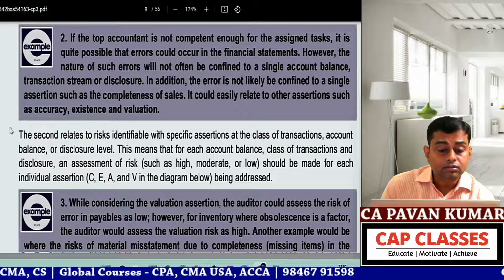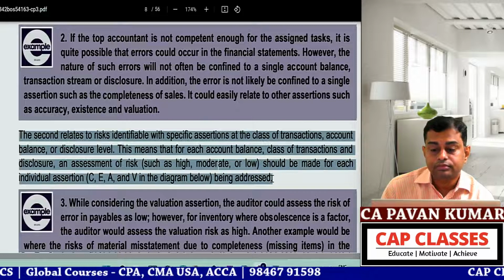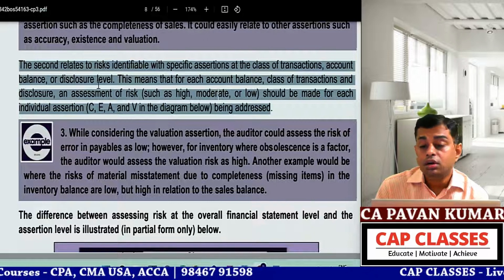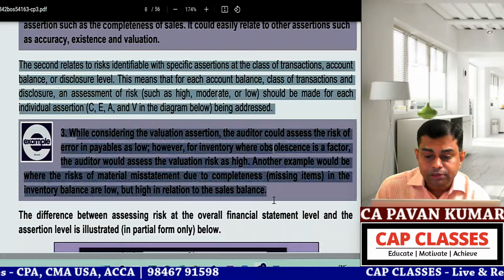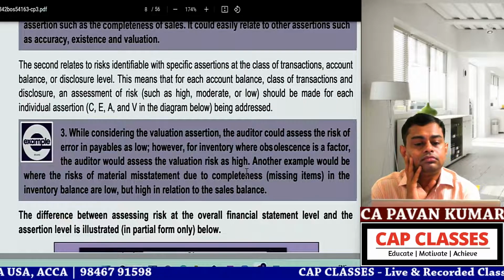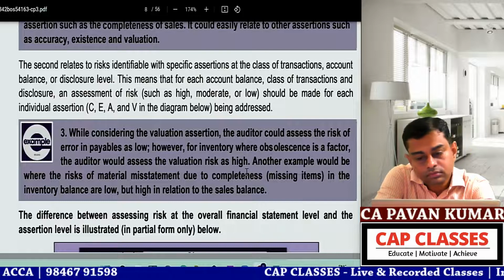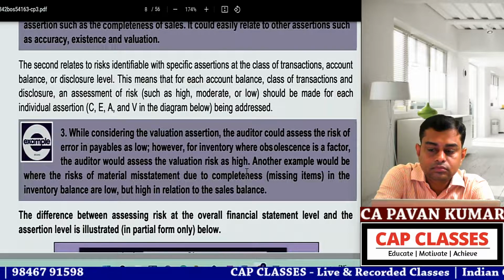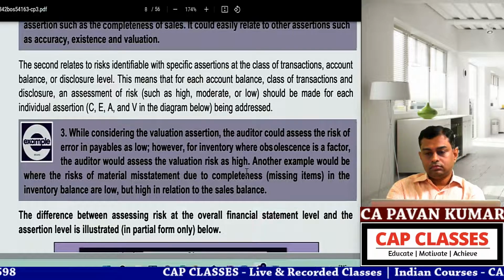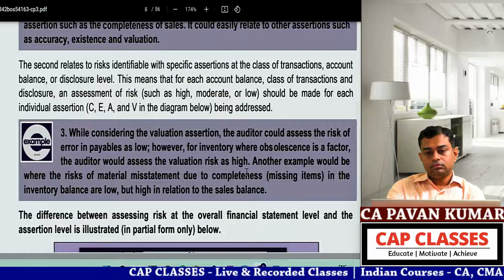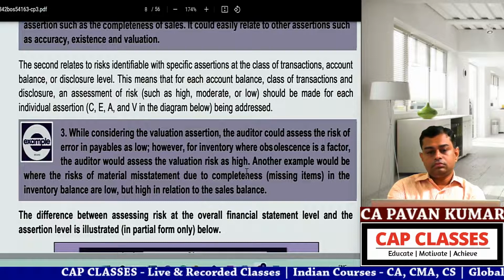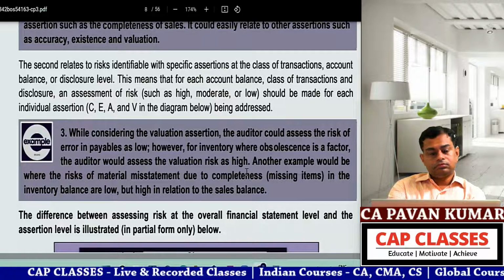Now, the second one is this. For that, they have given one example. So, read these two paras. The second relates to risks identifiable with specific assertions at the class of transactions, account balance or disclosure level. This means that for each account balance, class of transaction and disclosure, an assessment of risk such as high, moderate or low should be made for each individual assertion being addressed.